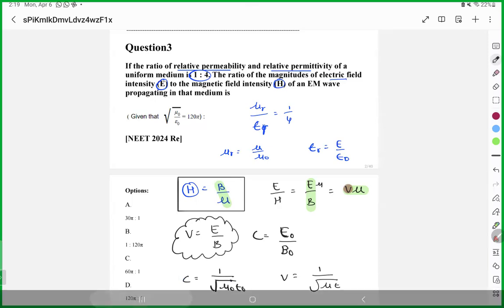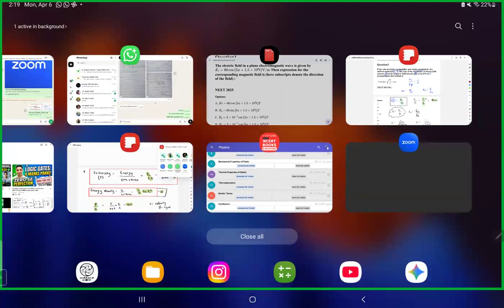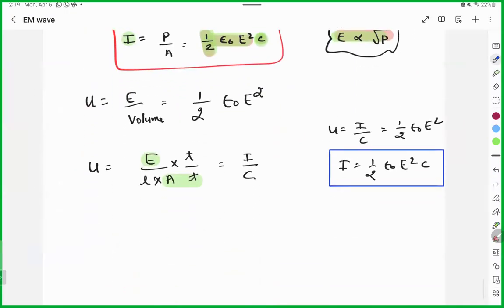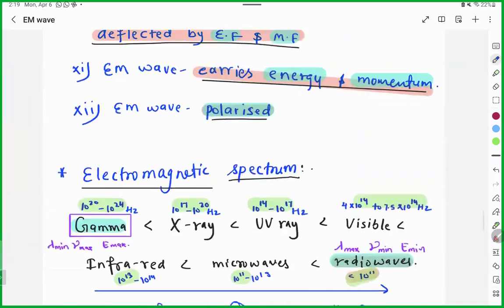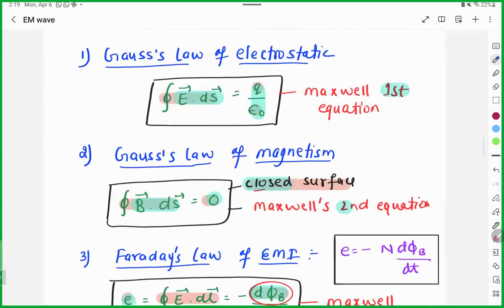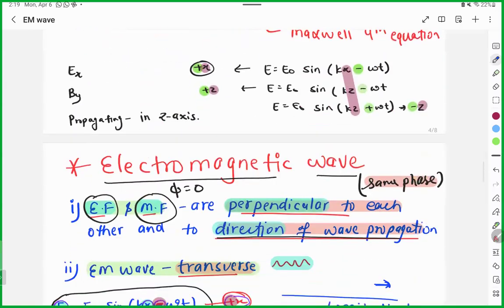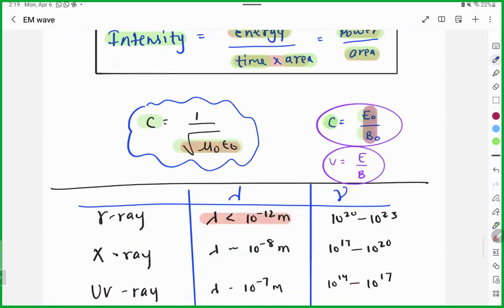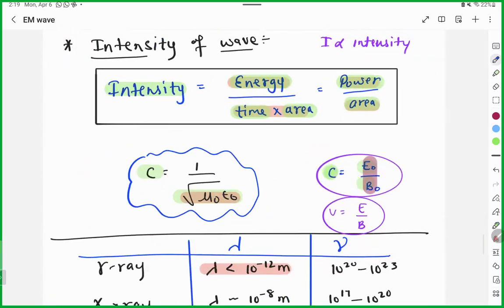Any doubt? I think I mentioned this, but if I did not, then where is C equal to this? This is equal to this. Intensity, C here.